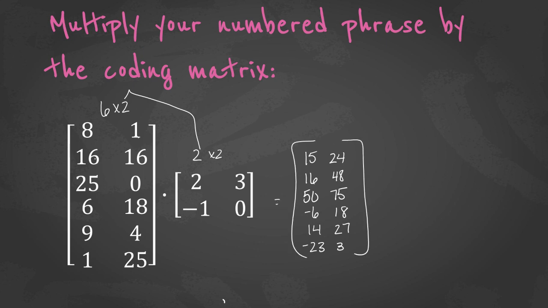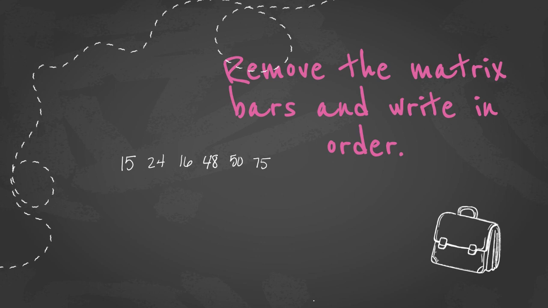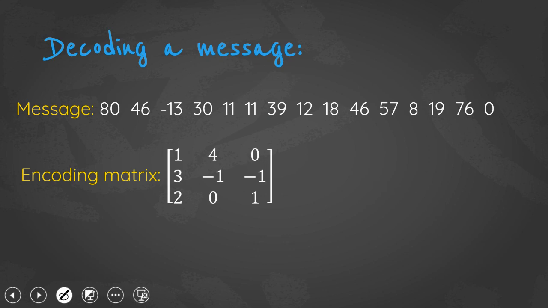This is our coded message, okay? We can remove the matrix bars then, and we can write this out in order. Remember that we were going across first and then down, so 16, 48, 50, 75, -6, 18, 14, 27. And this is our secret message. So this is what I could send to someone to give them the secret message that says Happy Friday.